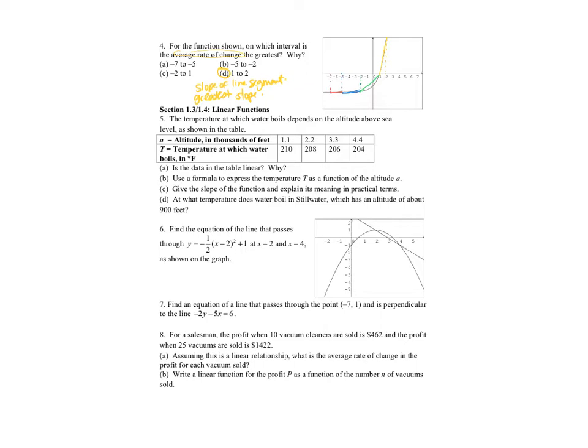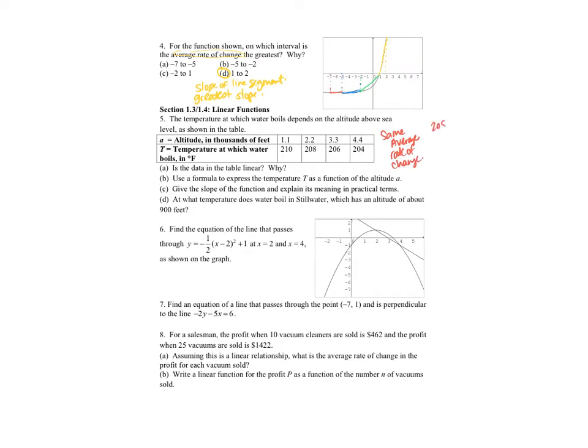So the next one, the temperature at which water boils depends on the altitude. The first question is, is the data in the table linear? And so how do we check to see if data is linear? We will want to look for the same average rate of change. So let's look at the first set of data.